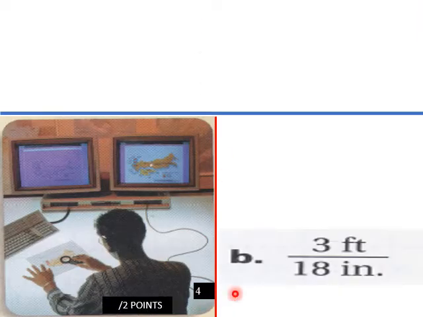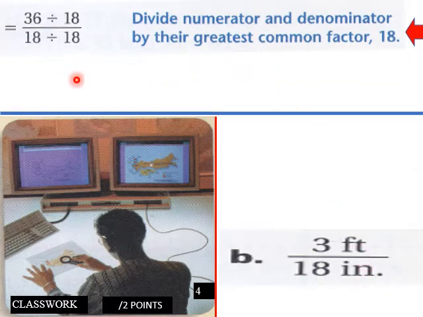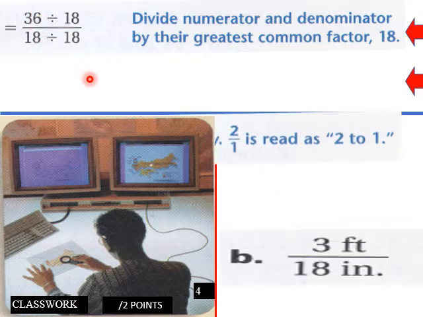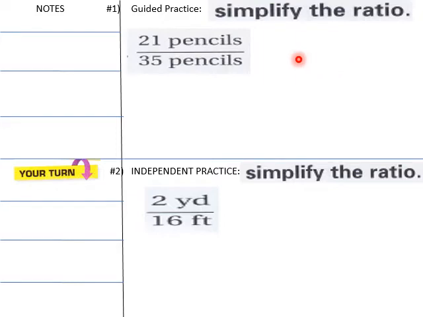Okay, we're going to page 4 here of our classwork. And we have 3 feet over 18 inches. To reduce this, we got 36 inches over 18 inches. So our greatest common factor would be 18. So we divide both our numerator and denominator by 18, and we get 2 over 1. Simplified, 2 over 1 is read as 2 to 1. So that'd be the way to read that ratio.